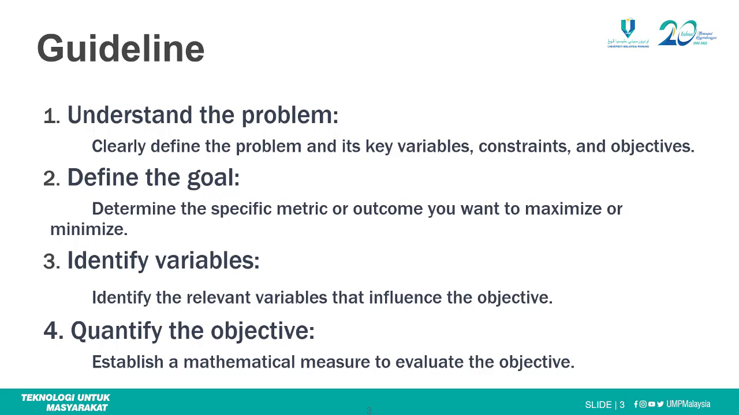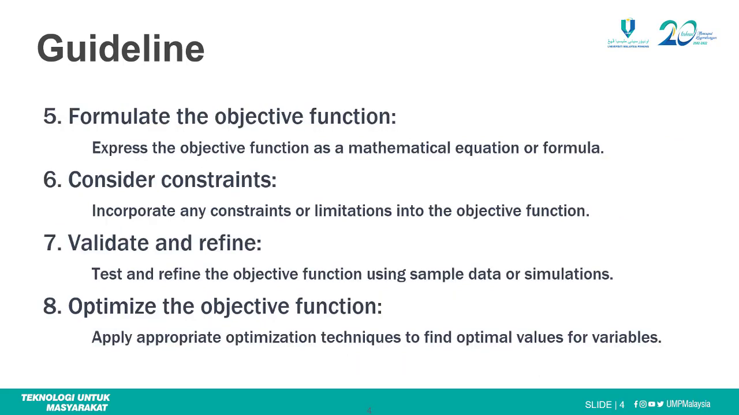Then number three, we identify the relevant variables that influence the objective. Then we quantify the objective, establishing a mathematical measure to evaluate the objective. Then formulate the objective function, expressing it as a mathematical equation or formula. Then consider the constraints, validate, refine and optimize the objective function. So these are the general guidelines.